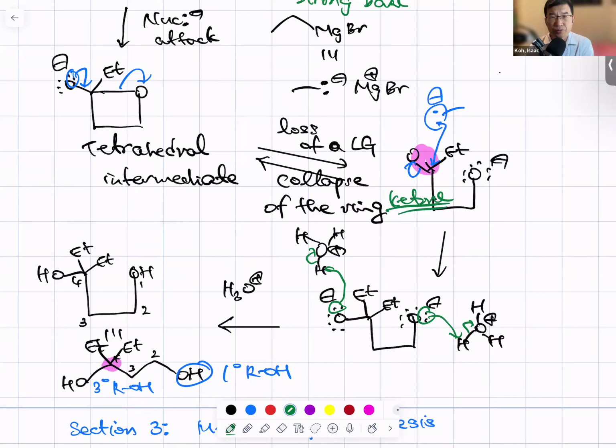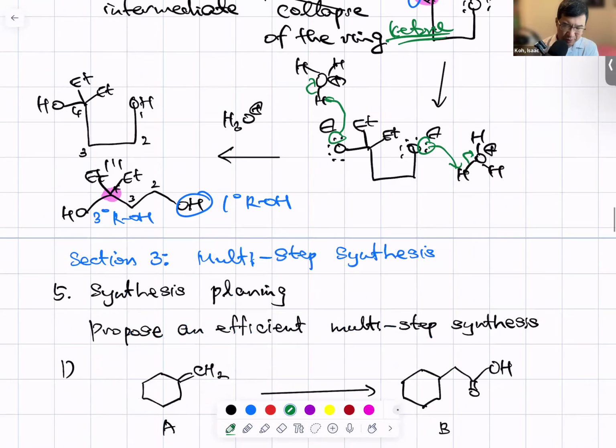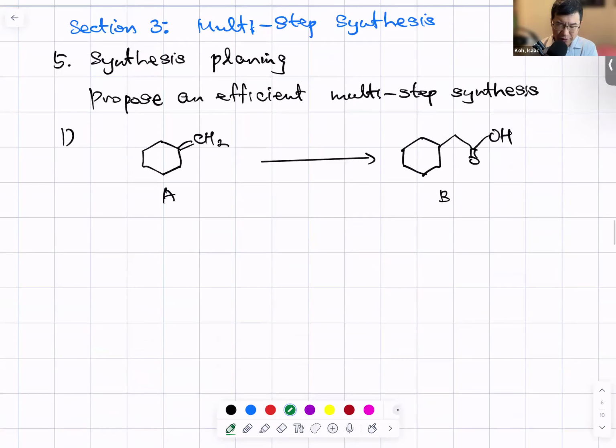And Grignard reagent is more reactive toward the ketone than the ester, so it will not stay as it is. The excess Grignard reagent will attack the carbonyl carbon and move all the way to the tertiary alcohol. Now let's go into the synthesis.